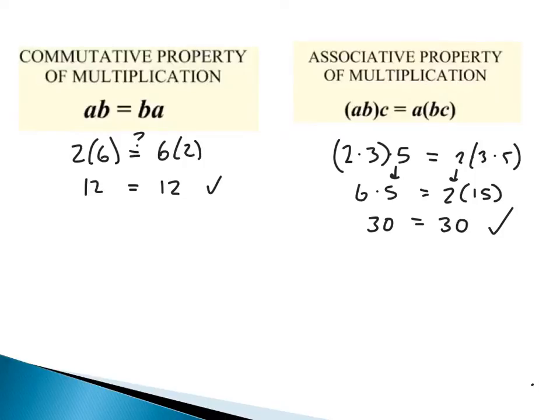Good. So what I want you to get from this is that the commutative property and the associative property, just like addition, work for multiplication. Remember, it didn't work for subtraction. Keep that in mind. We'll come back to these a little bit later.